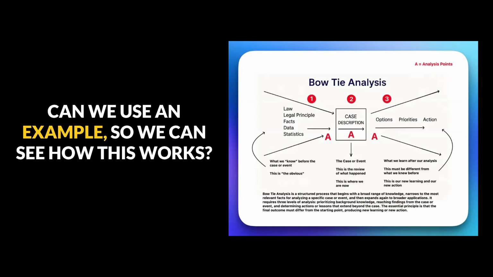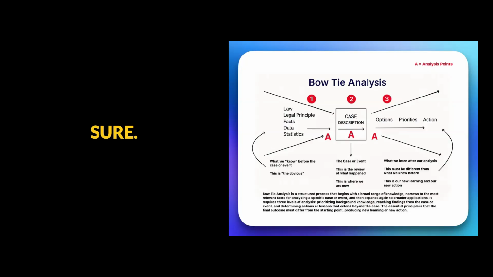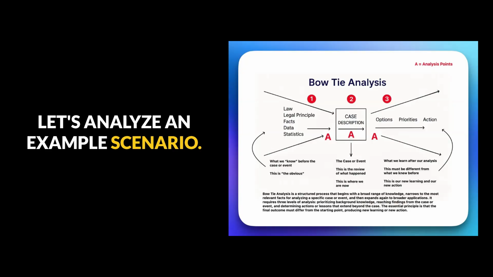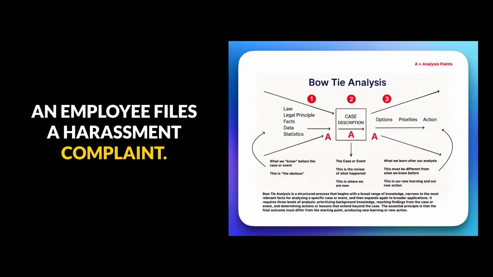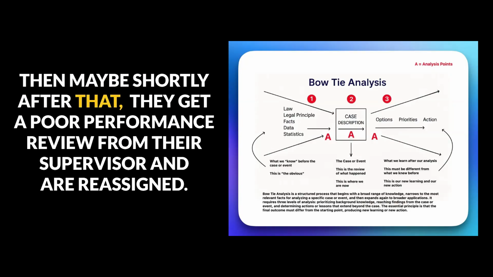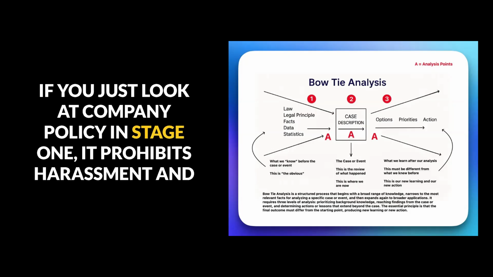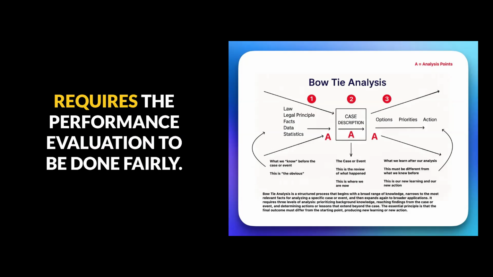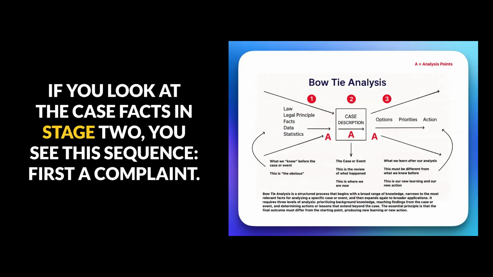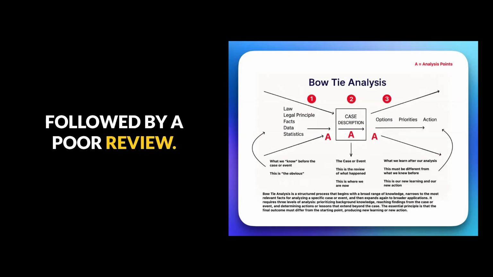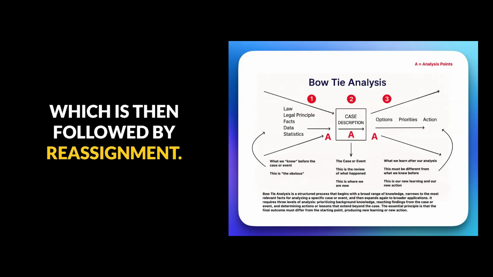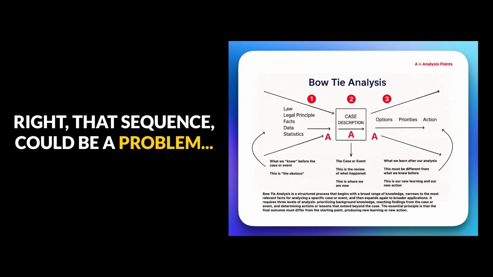Can we use an example so we can see how this works? Sure. Let's analyze an example scenario. An employee files a harassment complaint. Then, maybe shortly after that, they get a poor performance review from their supervisor and are reassigned. Okay, then what? If you just look at company policy in stage 1, it prohibits harassment and requires the performance evaluation to be done fairly. If you look at the case facts in stage 2, you see this sequence. First, a complaint, followed by a poor review, which is then followed by reassignment. Right? That sequence could be a problem.